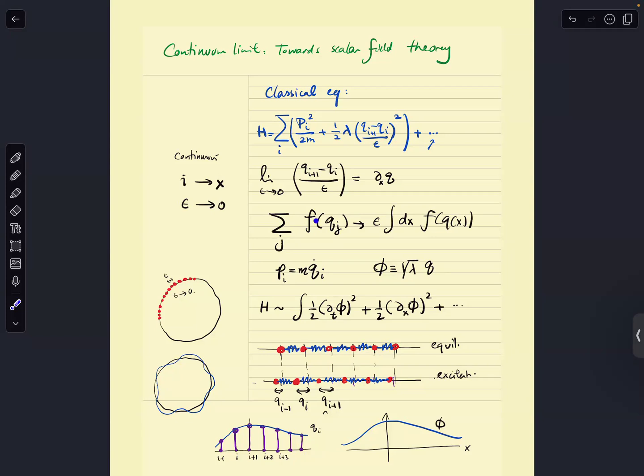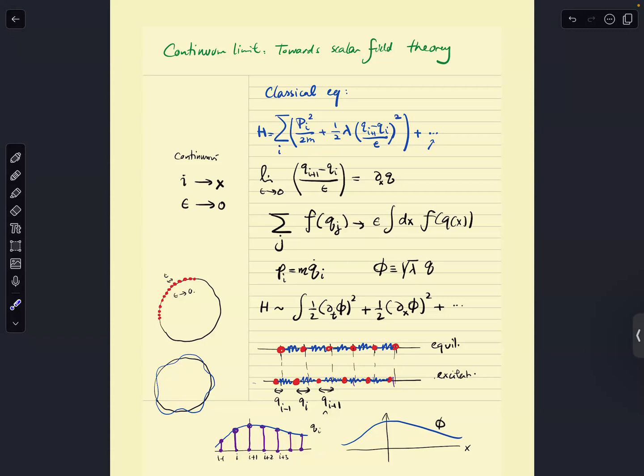Sum over j of f_q,j becomes epsilon integral of dx, f_q of x. So sums are replaced by integrals at the cost of this epsilon dx. Because epsilon dx is a Riemann approximation to an integral, and each step of it is epsilon dx. So pi is m q dot. That's just the definition of canonical conjugate momenta.